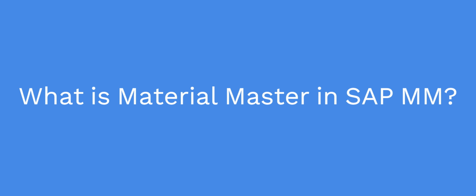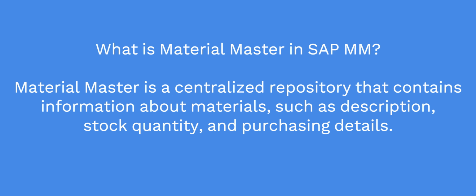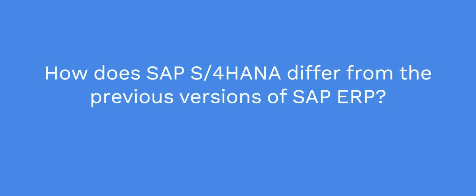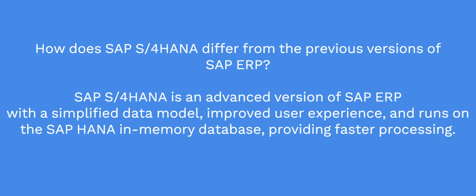What is Material Master in SAP MM? Material Master is a centralized repository that contains information about materials, such as description, stock quantity, and purchasing details. How does SAP S/4HANA differ from the previous versions of SAP ERP? SAP S/4HANA is an advanced version of SAP ERP with a simplified data model, improved user experience, and runs on the SAP HANA in-memory database, providing faster processing.